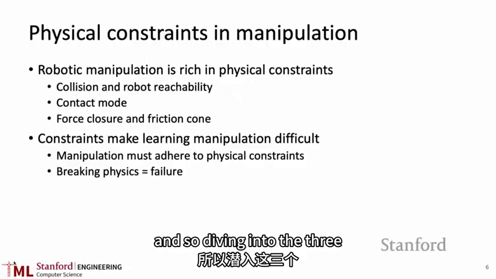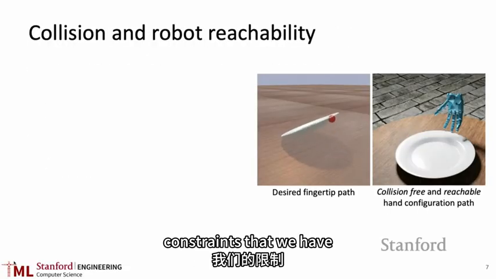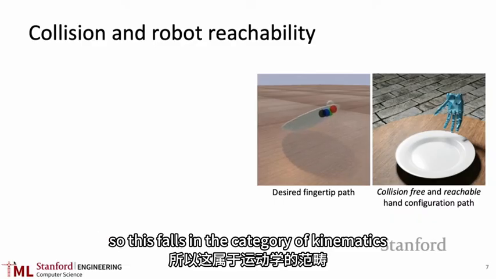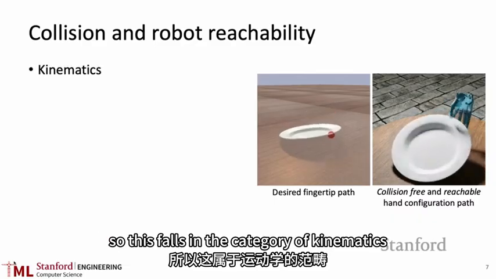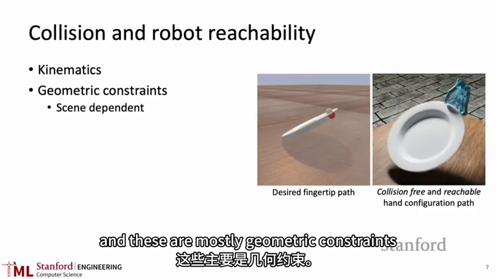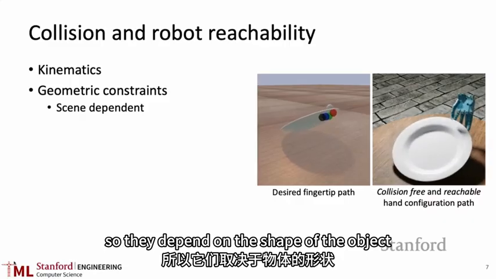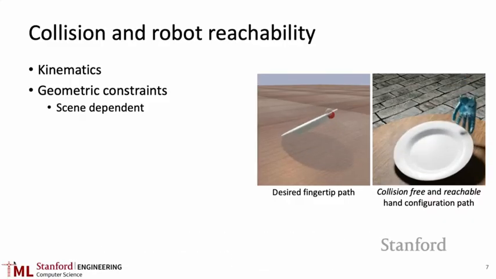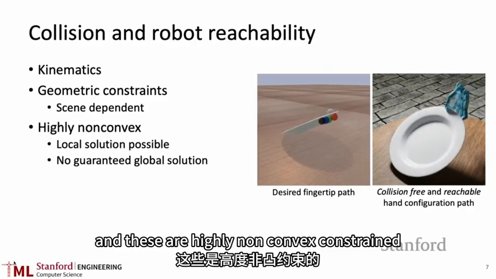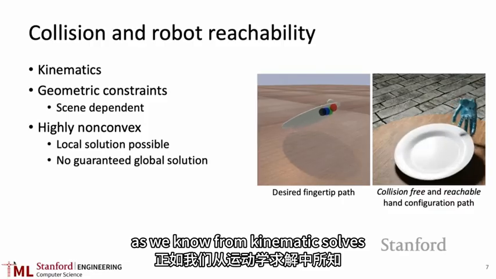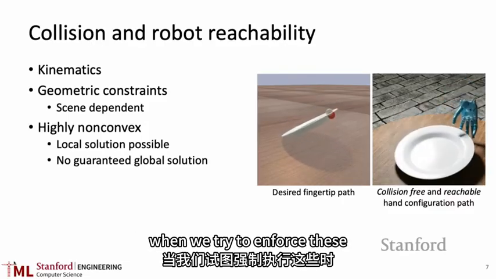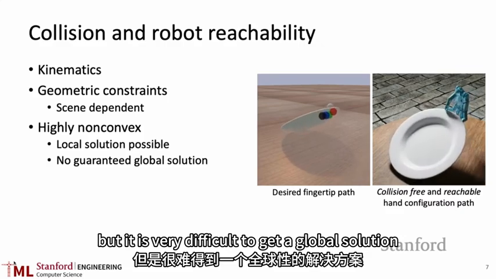Diving into the three constraints that we have, the first one is collision and robot reachability. This falls in the category of kinematics, and these are mostly geometric constraints. They depend on the shape of the object we're trying to manipulate and the scene that we're manipulating in. These are highly non-convex constraints, as we know from kinematic solves. It is possible to get a local solution when we try to enforce these, but it is very difficult to get a global solution.